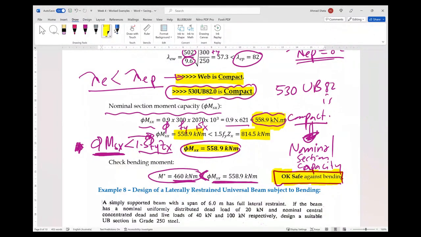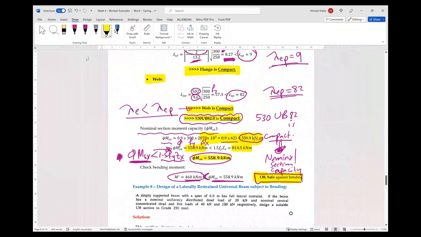Okay, do you have any question about this example? Do you have any question? Okay, thank you. So now we will finalize this workshop, and then we go to the tutorial session. Are you okay with that?